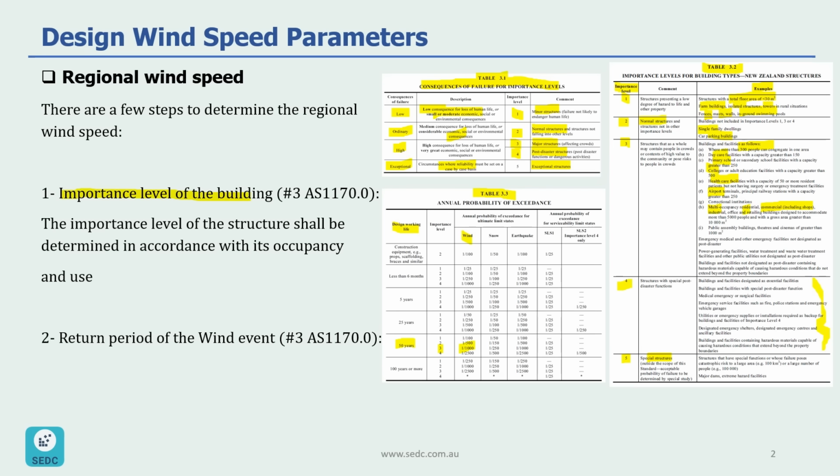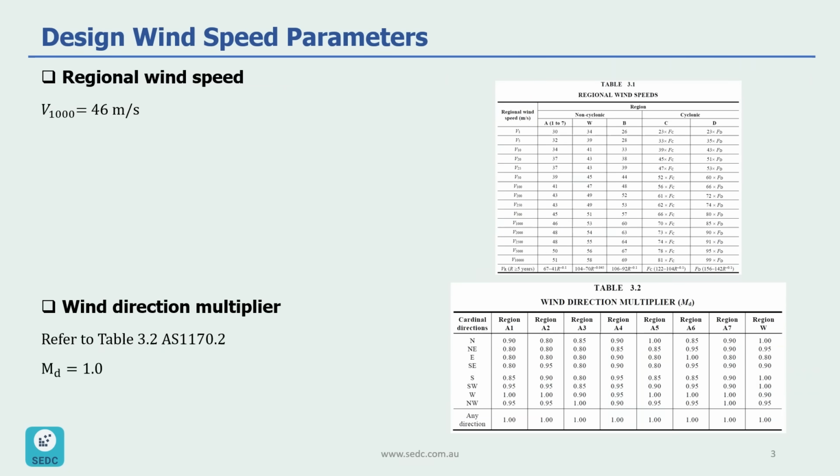So this table also gives more information about other events. If we have snow, then the return period would be 250. If it's earthquake, then the return period would be 1000. And if we want to look at the serviceability limit state, then our return period would be 25 years. So now we have all the required information to calculate our regional wind speed. We just need to look at table 3.1 with the 1000 year return period for wind, and region A. We know that our regional wind speed is 46 meters per second.